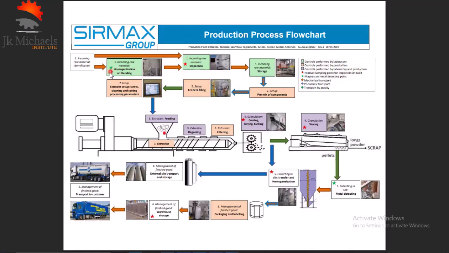You can see inspection points where we have product sampling point for inspection or audit, for red stars, and for green stars, we have magnet or metal detection points, right? Now you can see the arrows show that we have what? Mechanical transport, right? The blue means that we have what? Pneumatic transport, and then the green means that what? The transportation is through gravity.